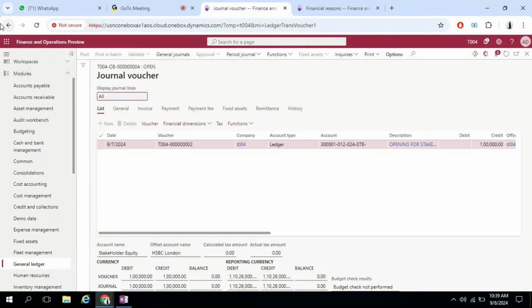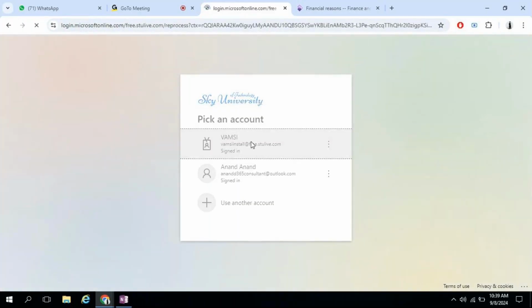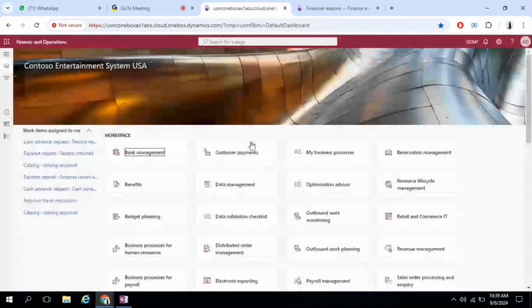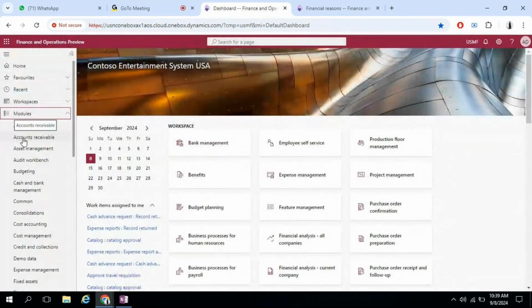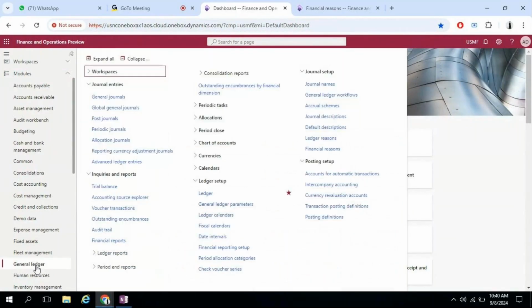Once you have posted the journal, everything is interconnected and you will be able to view it. You can also check what is the source of this particular ledger and how the debit credit is happening. That is the more important part for you as a functional consultant, because you are going to set up everything for your users.